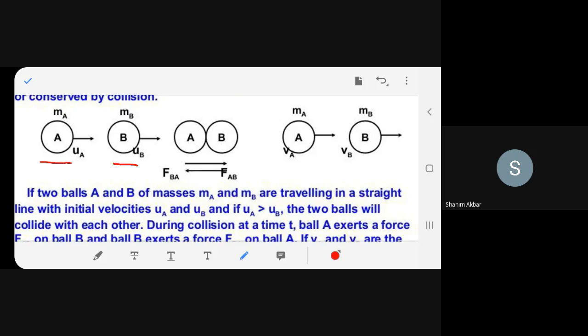Can you see those two balls A and B? With masses MA and MB. They are traveling in a straight line. Can you see this arrow? Now, what is the velocity? UA of A and UB of B. And what we consider? That UA, the velocity of A, is more than the velocity of B. So what will happen? Obviously, A will collide with B. You can see this collision.